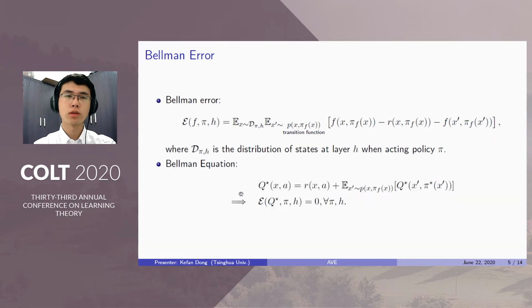Bellman error is also closely related to Bellman equations. For the optimal Q function and optimal policy, the Bellman equation implies that the Bellman error of the optimal Q function is zero for every roll-in policy at every layer. On the other hand, if the Bellman error is zero for any layer, then the function value equals the total reward of its greedy policy.